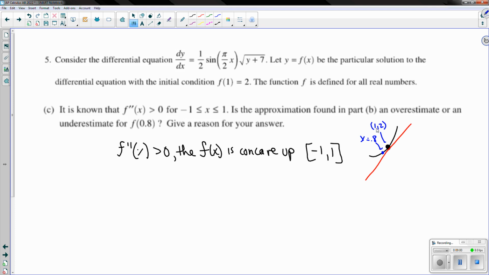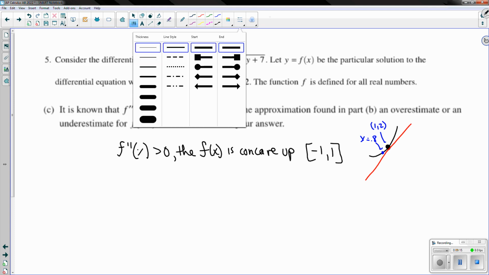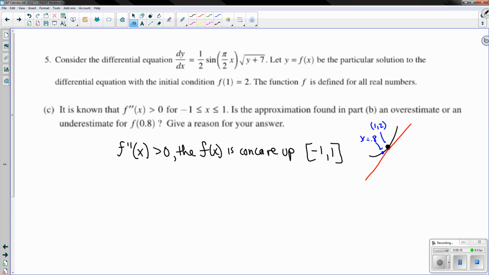So what is our tangent line going to be in relation to the actual function output? We can see that the tangent line would give us an underestimate. And the reason, once again, is because the curve is concave up. How do we know it's concave up? Because we were told that the second derivative is greater than 0. So that would be our reasoning as well.